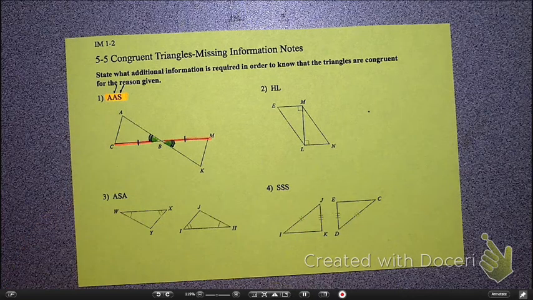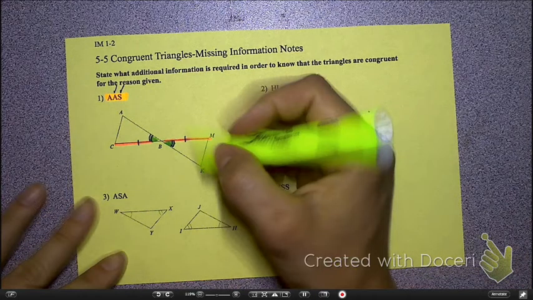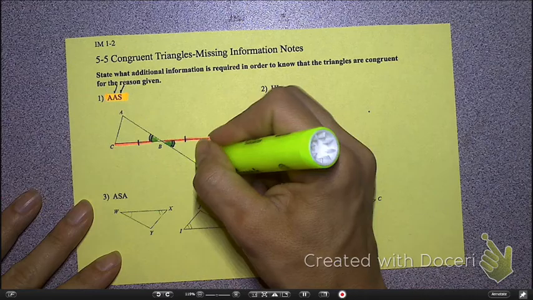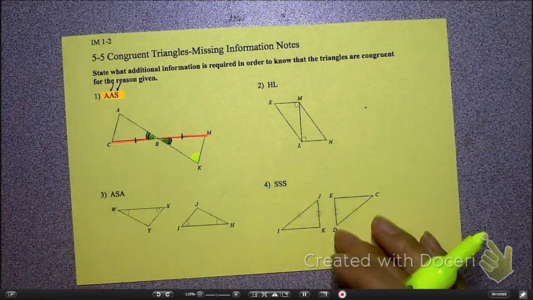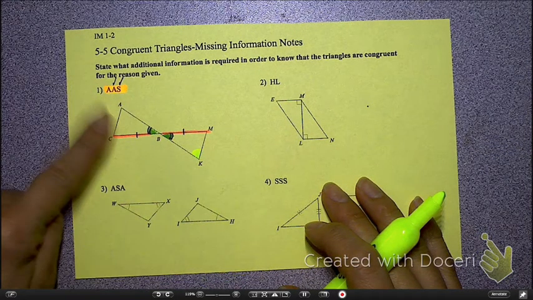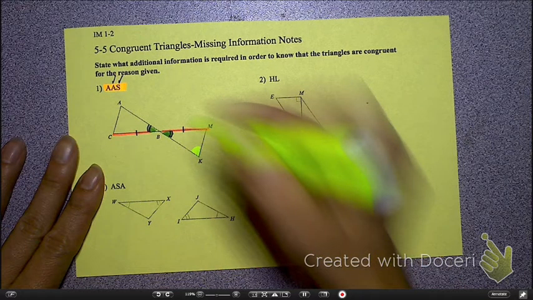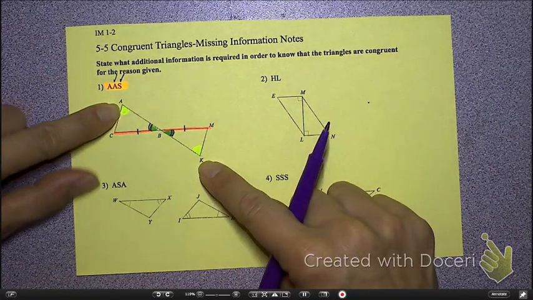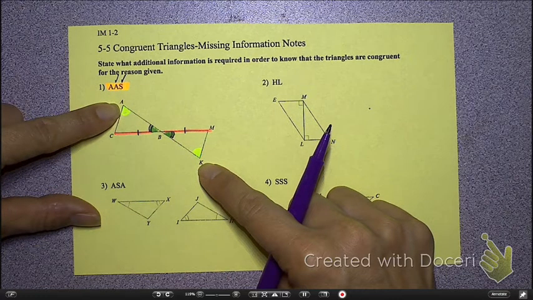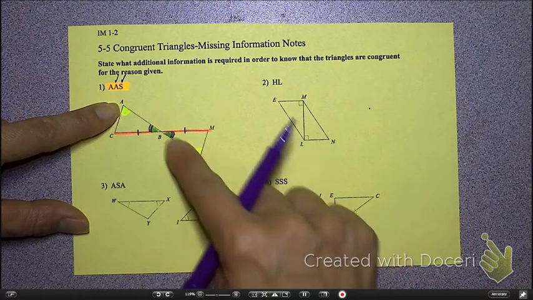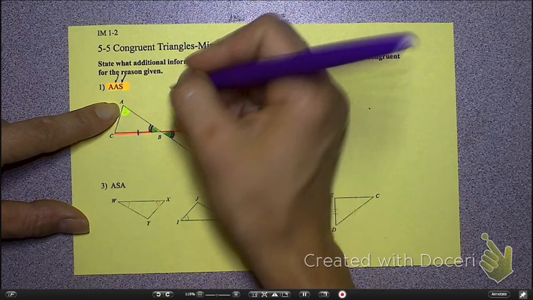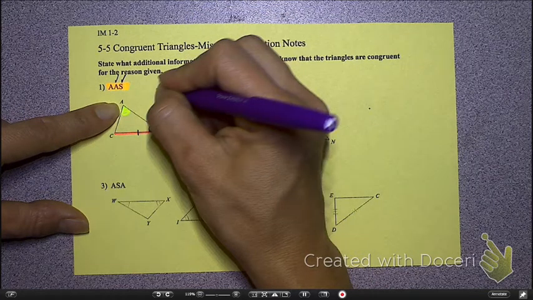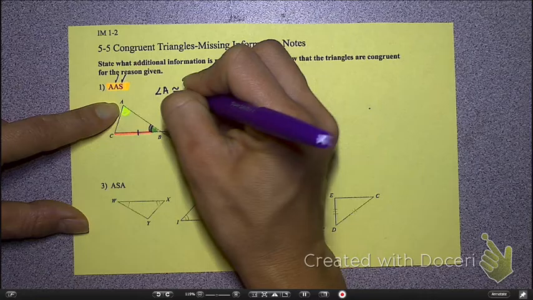Because this one's missing, angle K here, okay? Now, which one would it correspond with in the other triangle? A, okay? Good. So how do I write my answer? Well, I just write my answer as these two angles. I need to know they're congruent in order to say the whole triangle is congruent by angle, angle, side. So I would say the missing piece of information is angle A is congruent to angle K.